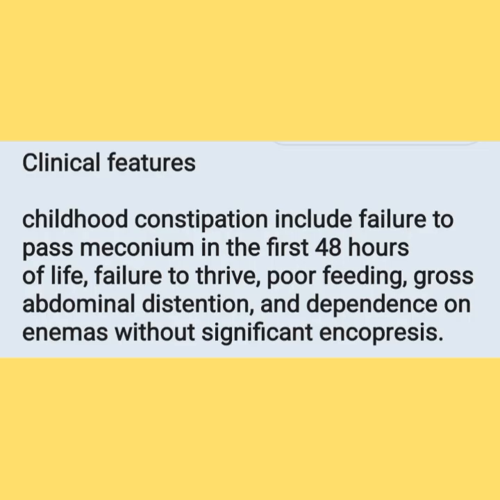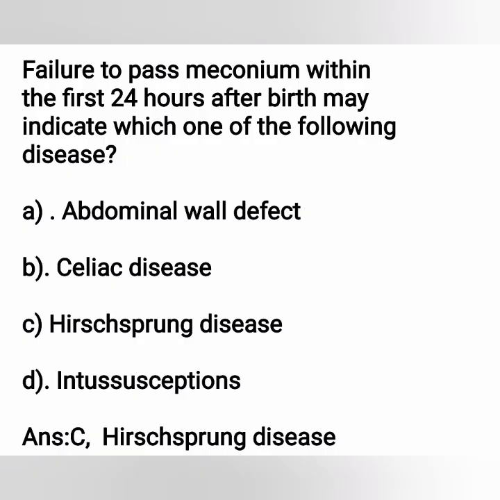The clinical features include childhood constipation, failure to pass meconium in the first 48 hours of life, and also failure to thrive, poor feeding, gross abdominal distension and dependence on enema without significant results. So these are all the clinical features of Hirschsprung disease. So here our correct answer is option C, Hirschsprung disease.